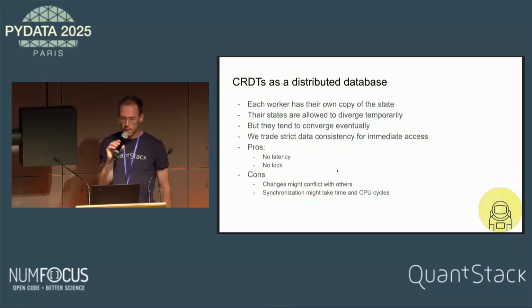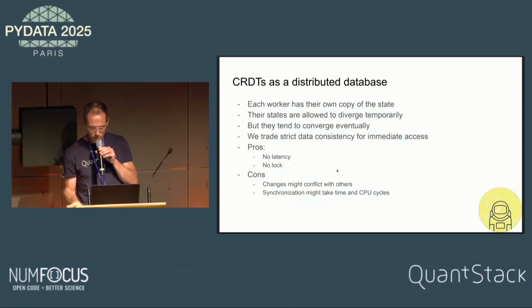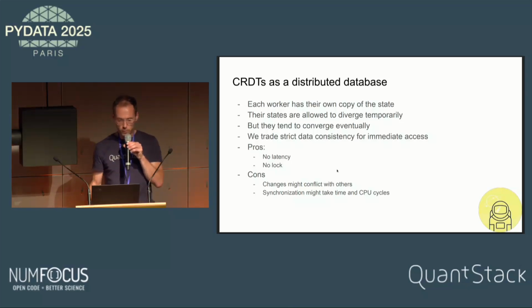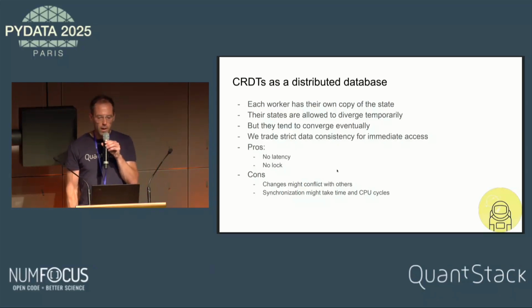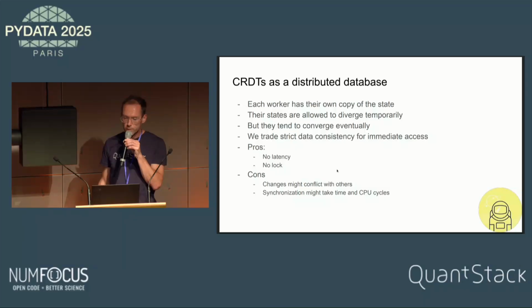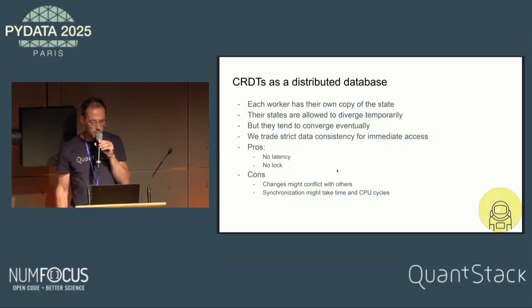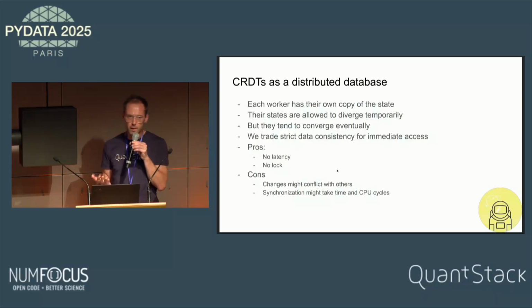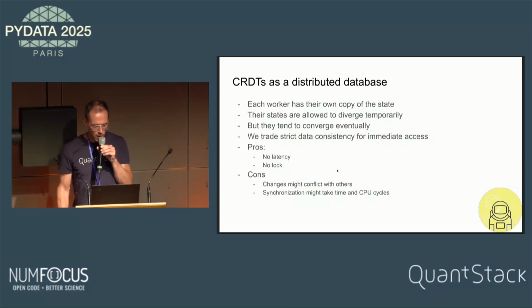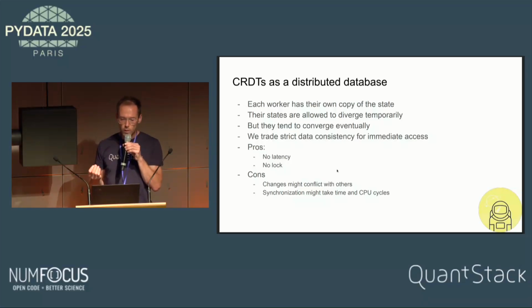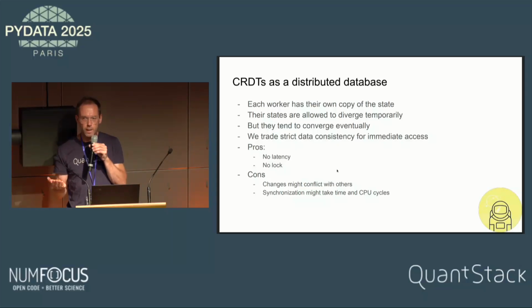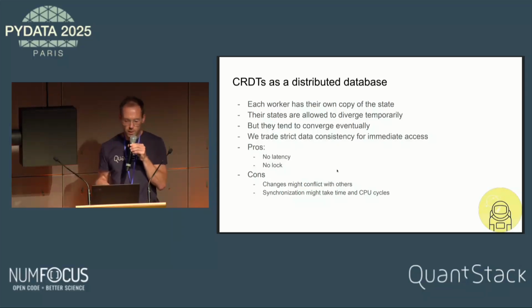You can also see CRDTs as a distributed database where each worker has their own copy of the states, and states are allowed to diverge temporarily. Of course, in the end, what we want is eventual convergence. So we want that in the end, everybody works on the same data. But basically what we do is we trade strict data consistency for immediate access. We prefer to have access to the data immediately, even if it's temporarily not the data that everybody shares.